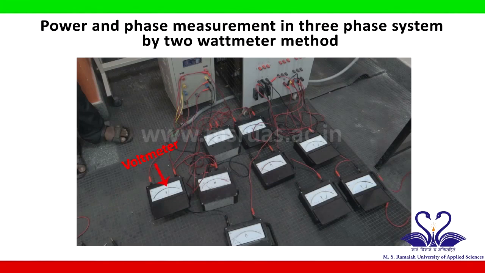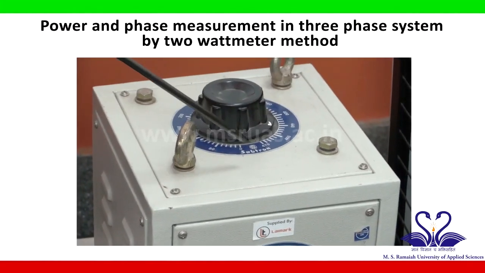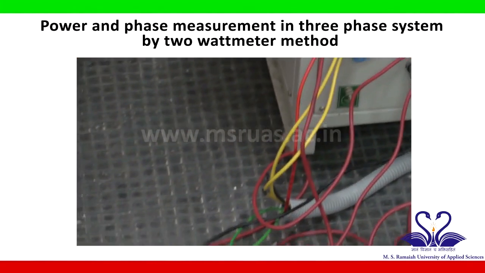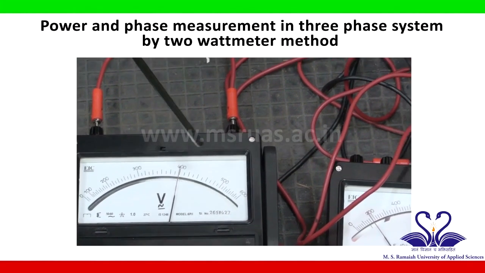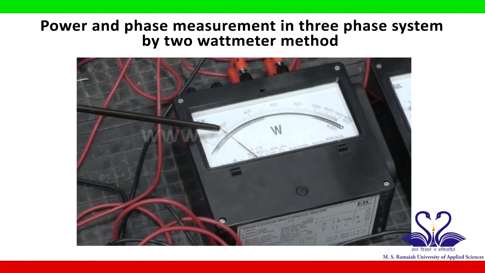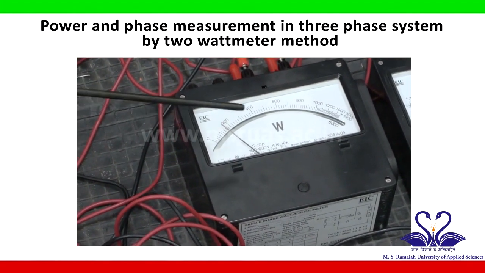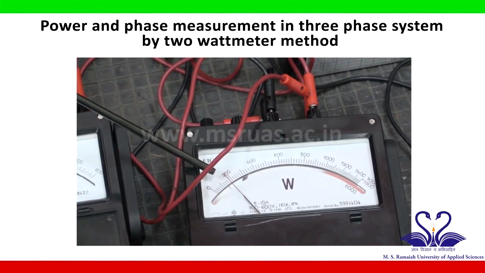Now this voltmeter is taken as a reference to apply 400 volts. Now 400 volts is applied with the help of the auto transformer. So this voltmeter is the reference. So it is showing 400 volts. Now you have to note down the readings of the wattmeters, that is W1 and W2. W1 is showing 160 watts and W2 is showing approximately 180 watts.